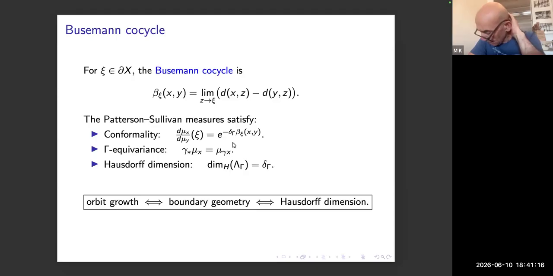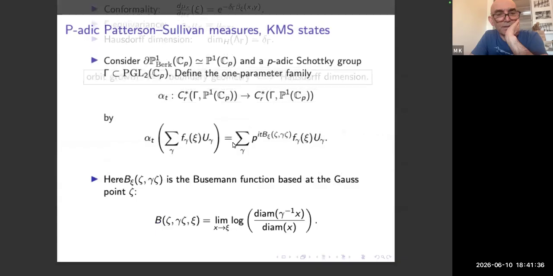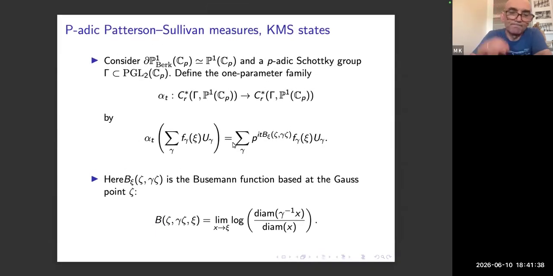Now the goal is again to use this spectral triple to come up with a cross-product algebra with an action, and then show the correspondence between KMS states on this cross-product algebra. So we are now back to our p-adic setting. The boundary of the Berkovich line, as I said several times already, is the projective line over C_p.